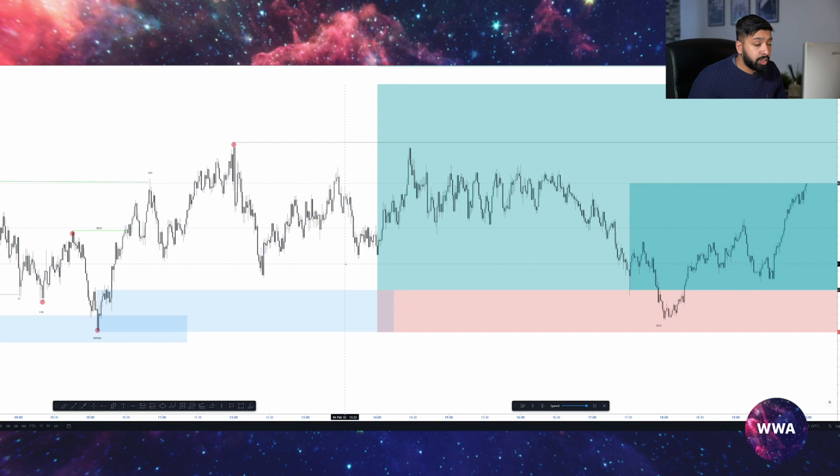Also in terms of market structure, if I was to look here, this is the low that caused the BOS and went on to create this high here. So this low went on to create this high here.